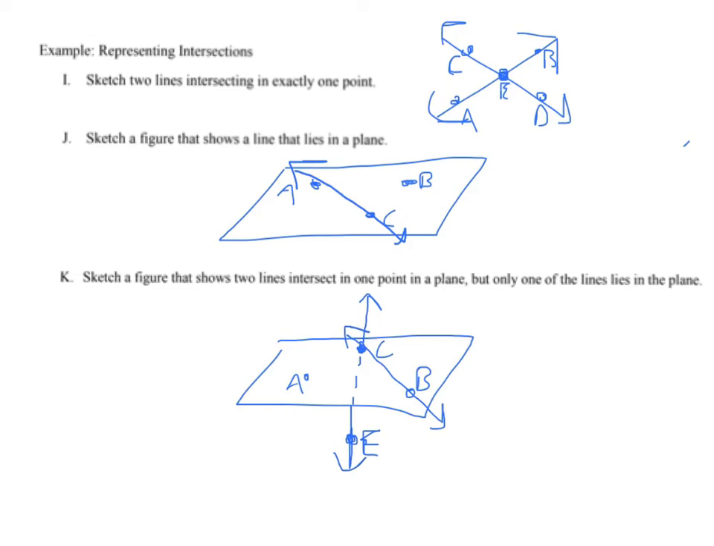Now, this whole dotted line business, it does pop up, so make sure you're paying close attention to that. If you see a picture of a plane and you see some sort of dotted line through that plane, you need to realize that means that line is not actually on the plane, but instead it's going through the plane.